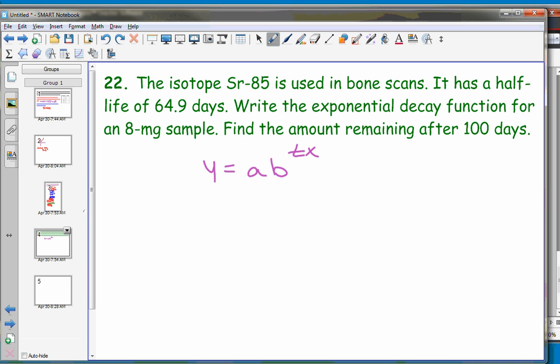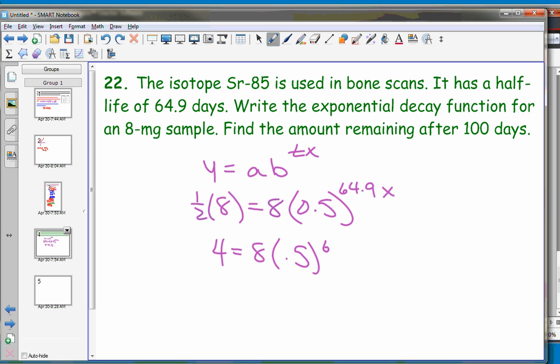Y is 4, half of 8, very good. And I'm going to actually put half times 8 here. 8 was my initial, and what's b? 0.5. And t? 64.9 times x. Now, what's half of 8? I did it. Sorry. 4 is equal to 8 times 0.5 to the 64.9x.